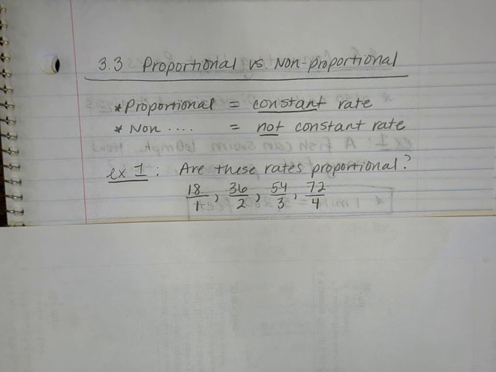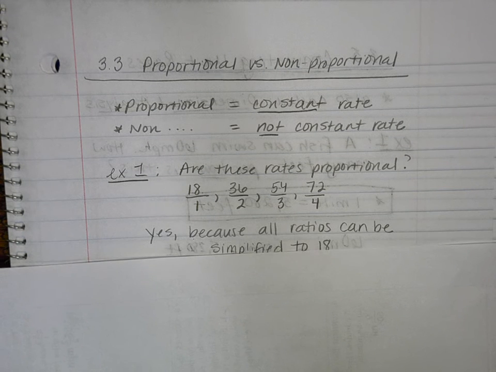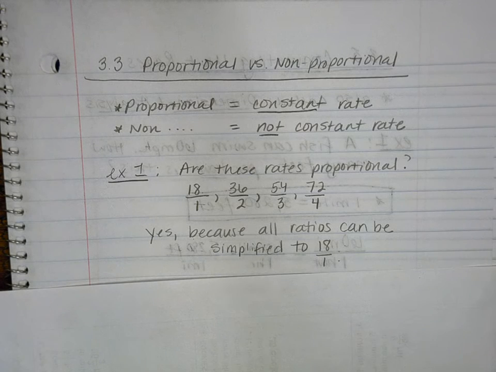Well, the first one I see, 18 over 1, that's a unit rate, right? So if I could get everything to match that, would that prove that they're constant and they're proportional? Yeah. So if I divide 36 by 2, what do I get? 18 over 1. If I get 54 divided by 3, what do I get? 18 over 1. 72 divided by 4? So yes, because all ratios can be simplified to 18 over 1. This would be constant. It's constantly changing 18 for every 1.